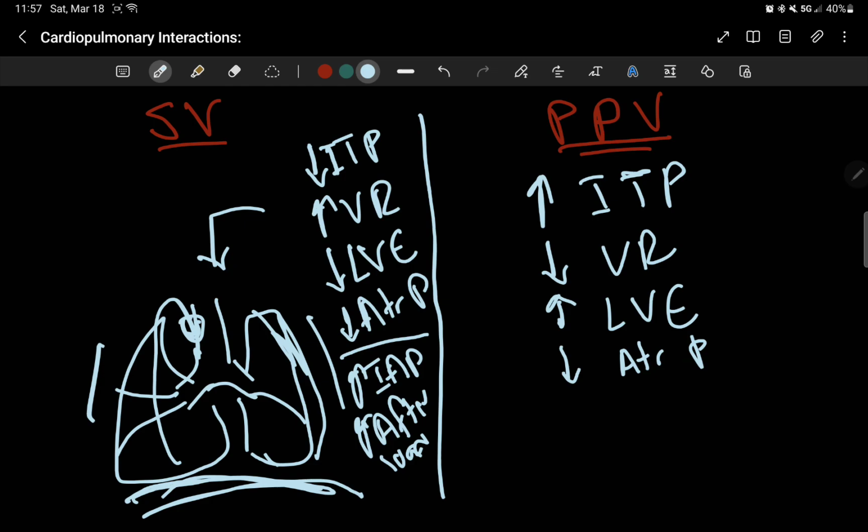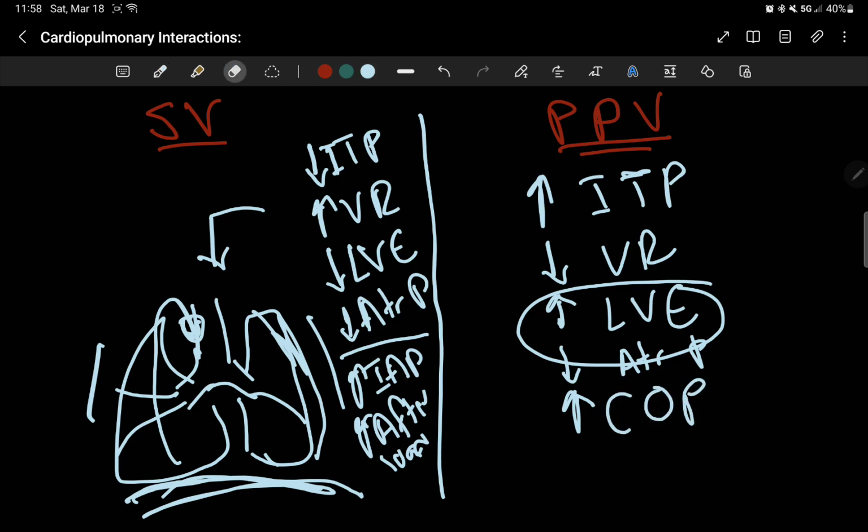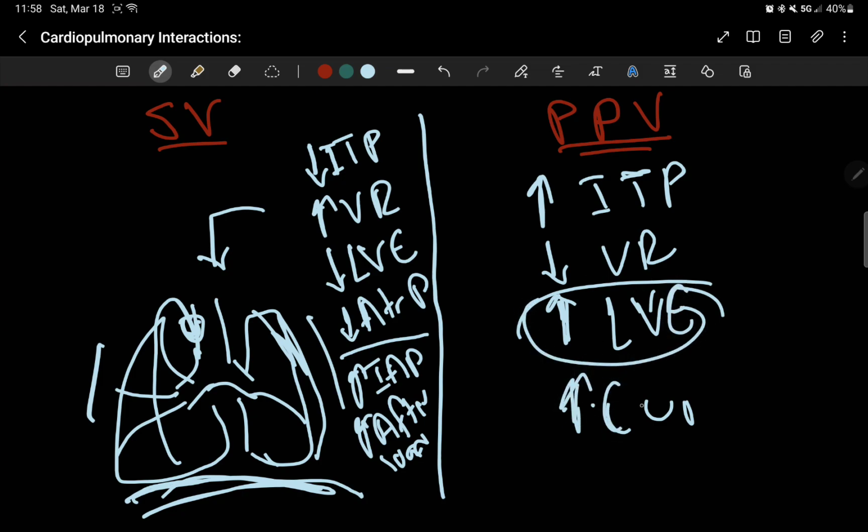Which means if there's an increase in the left ventricular ejection, this is an increase in the cardiac output. There's an increase in the left ventricular ejection, which leads to an increase in the cardiac output. Because of that increase in the thoracic pressure, there's a decrease in the abdominal pressure, and there's a decrease in the left ventricular afterload.